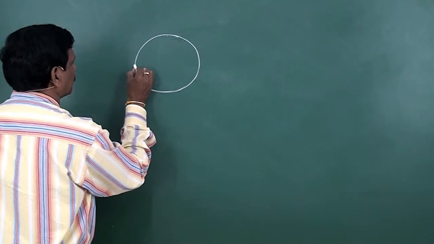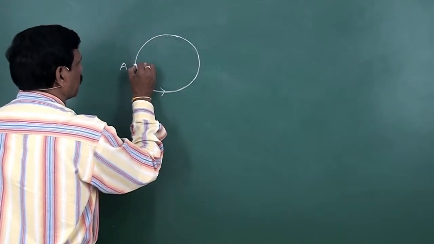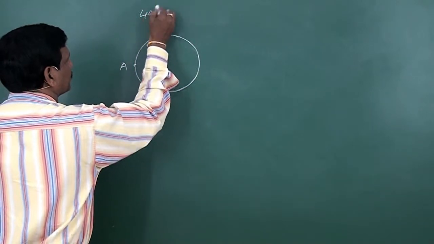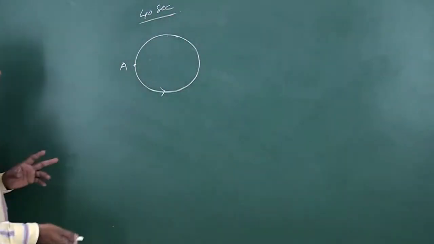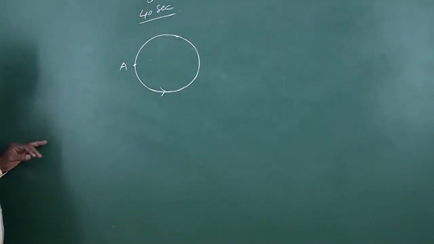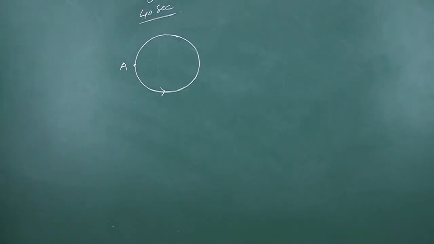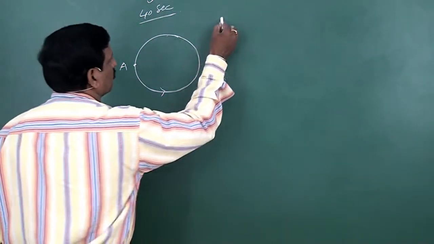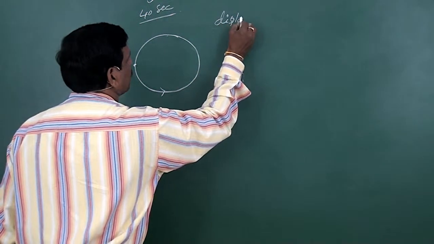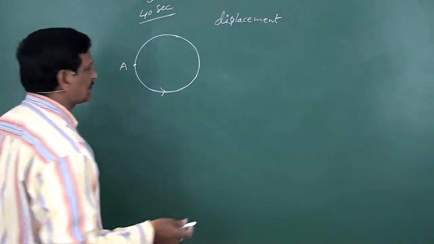So the player started here, moves like this, and comes back to this point in 40 seconds. So for one circular path, the time taken is 40 seconds. And we have to find the displacement covered, not the distance. We have to find the displacement in 2 minutes 40 seconds.